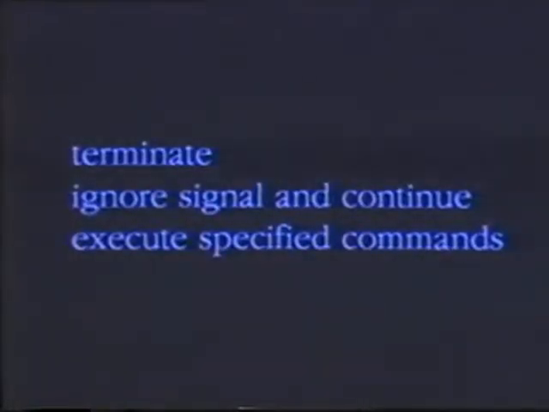To provide you with the ability to handle signals, the Bourne shell provides the trap command. The trap command allows you to identify commands that you want to execute if a certain signal is received by this shell script. You have three options. When a process receives a signal, by default it will terminate, which is probably what you're used to happening. Second, you can tell a script to ignore that signal and to simply keep executing. Third, you can list commands to execute if that signal is received. Let's use the interrupt signal in our examples.